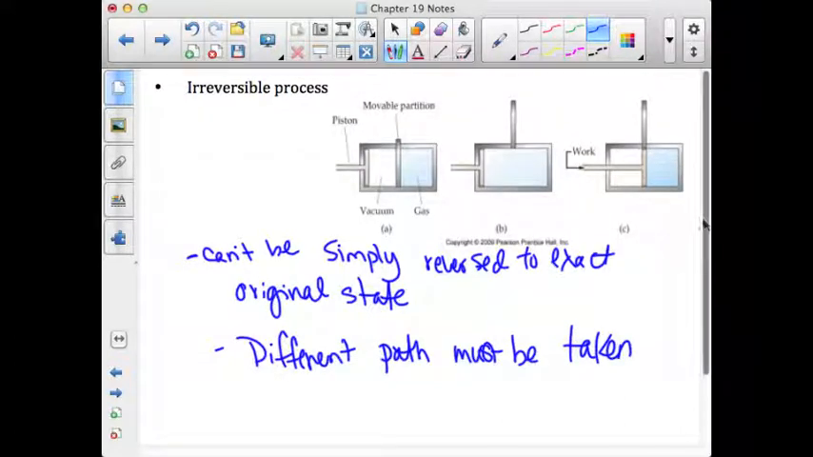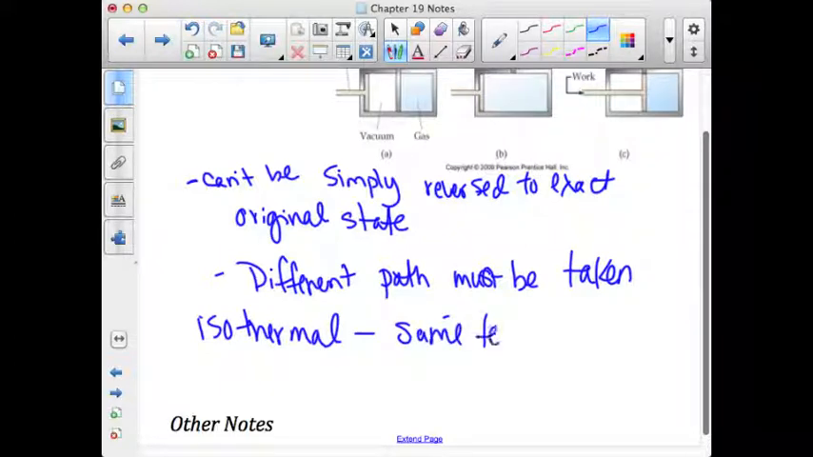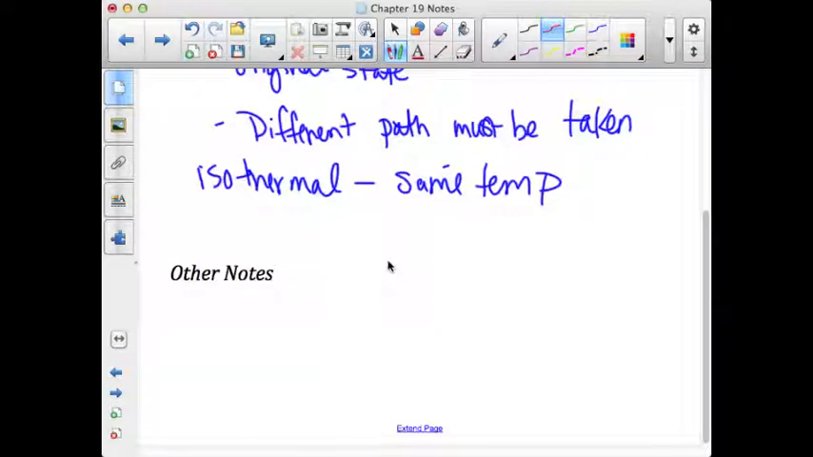Terminology-wise, if you ever see the word isothermal, put the two together: same temperature. If I say some kind of process is isothermal, that just means I have a constant temperature. Iso, same; thermal, temperature. If I have something in equilibrium, that means my reactants and products convert reversibly. They go back and forth. Equilibrium reactions are reversible reactions.